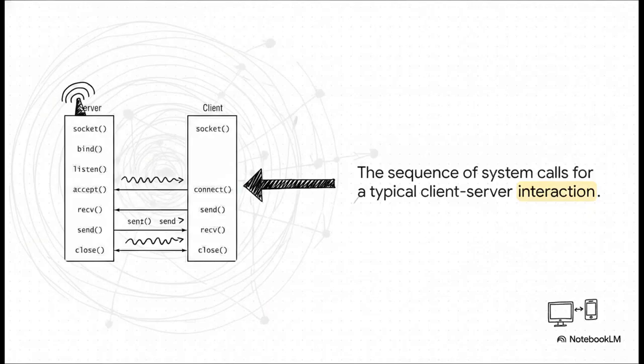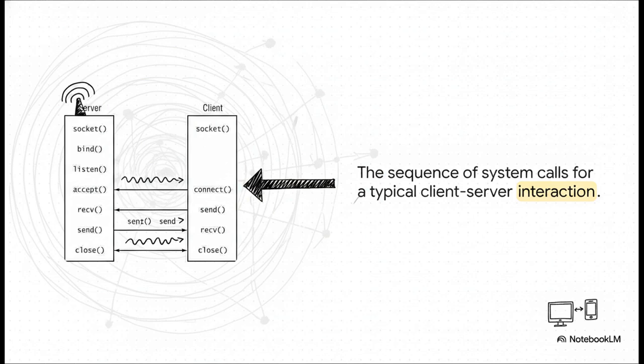Now, I know this diagram might look a little complicated at first, but trust me, this is the fundamental blueprint for almost all network communication. Over on the right, you've got the client steps, which are actually pretty simple. It just creates an endpoint, a socket, and then tries to connect to a server. The server, over on the left, has a bit more work to do. It has to get itself ready to just sit there and listen for connections from anyone.